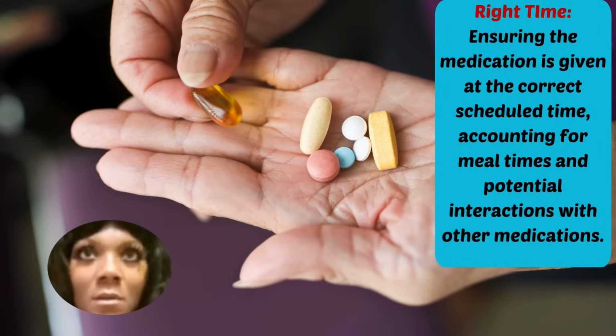The last of the 5 rights is the right time. Ensure that the medication is given at the correct scheduled time, accounting for meal times and potential interactions with other medications. I'll give you a quick example. Synthroid. Synthroid is a medication that usually when I give that, even if I'm giving it through an NG tube, which is a tube through someone's nose, down their esophagus, into their stomach, etc., and there's someone that maybe can't swallow, and I'm crushing the medication and adding a fluid to it, so a little bit of water to dissolve it, and putting it through there via a syringe.